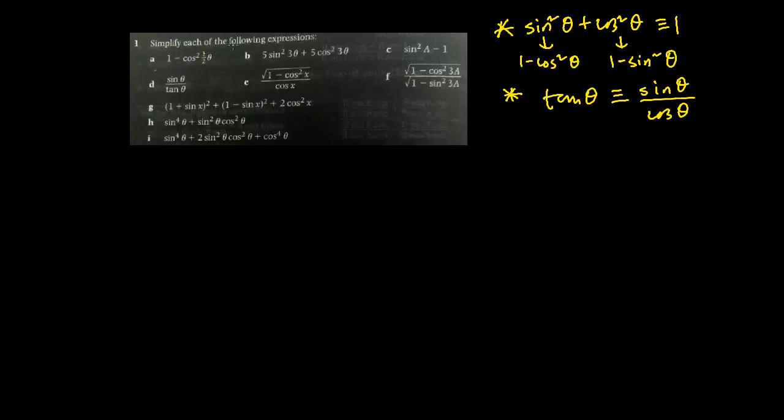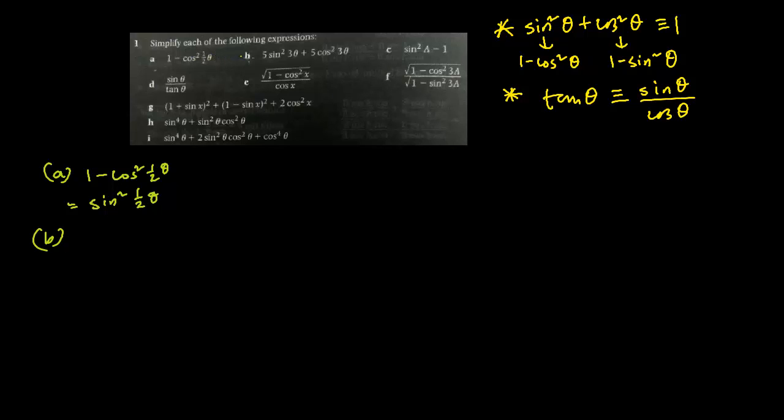So these questions deal with this. The first one is 1 minus cos squared half theta. So this one would be 1 minus cos squared half theta is sine squared half theta using this rule.